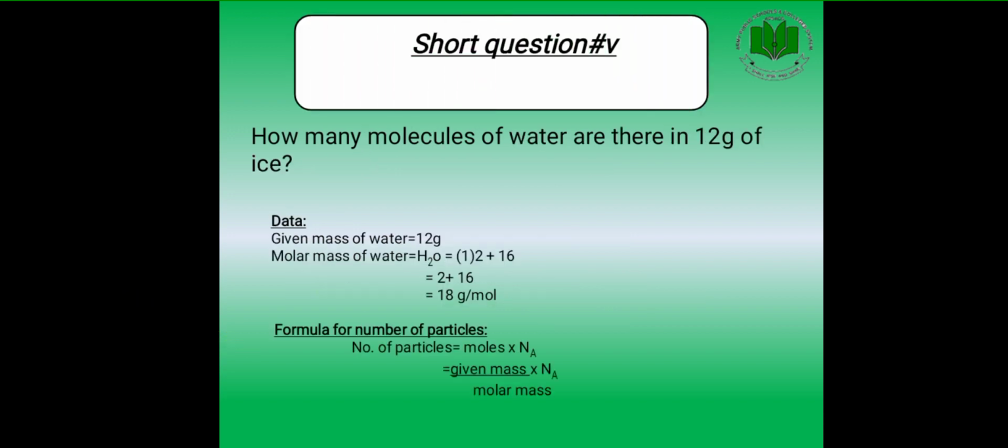Now here is a very important short question regarding paper point of view. ये एग्ज़ाम में बहुत पूछी जाने वाली स्टेटमेंट है that how many molecules of water are there in 12 grams of ice. So in data you are given the mass of water that is 12 grams and you can calculate the molar mass of water, as I have calculated over here, and it comes out to be 18 grams per mole. छोटी छोटी चीज़ों को आपने याद रखना होता है कि गिवन मास को हमेशा आप एक्सप्रेस करते हैं ग्राम्स में, मोलर मास को ऑलवेज़ आप एक्सप्रेस करते हैं ग्राम्स पर मोल.